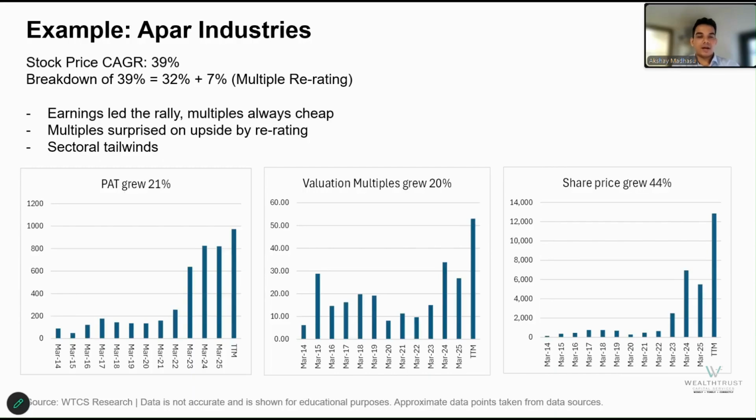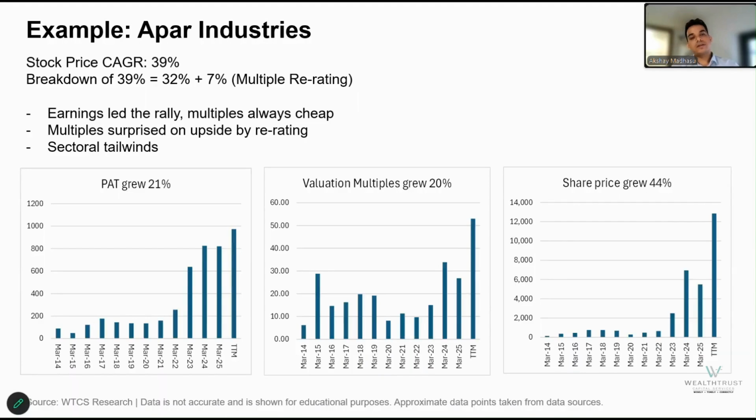Lastly, we have Apar Industries. Apar Industries is in the business of manufacturing overhead cables and electric power lines. Interestingly, the stock is a perfect example of growth in business and also being available at cheap valuations. Over the past 10 years, the PAT has grown roughly by about 20-22%. Also, the multiple has grown by about another 20% over the past 10 years. And interestingly, that has led to a 40% increase in share price subsequently.